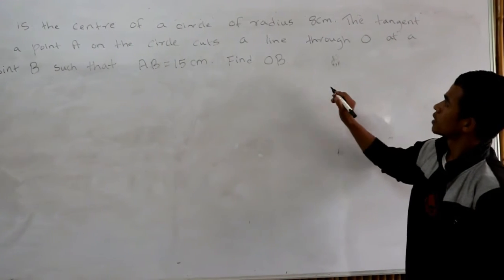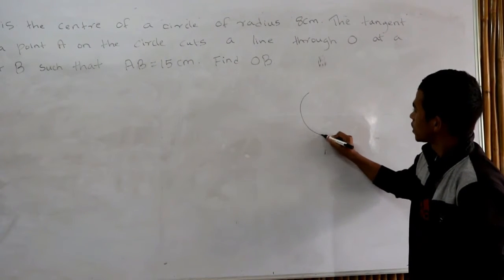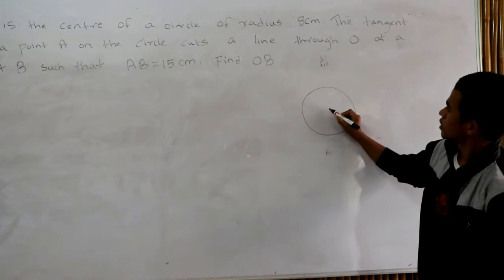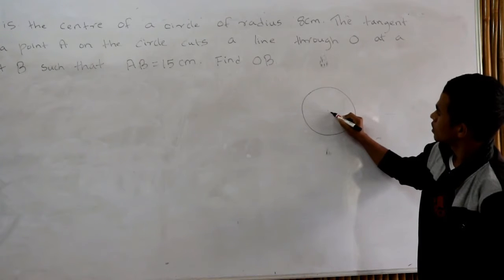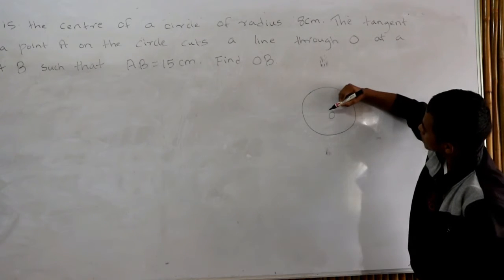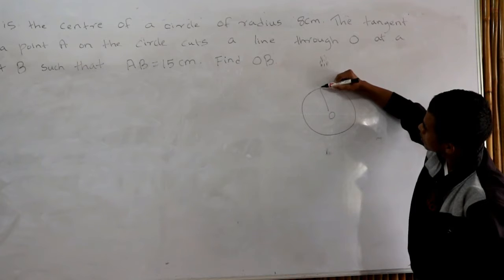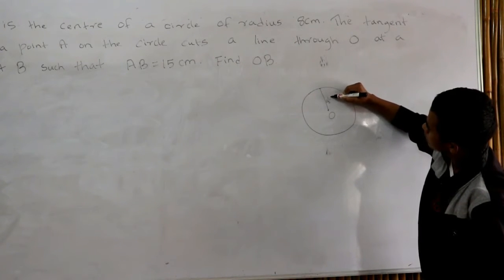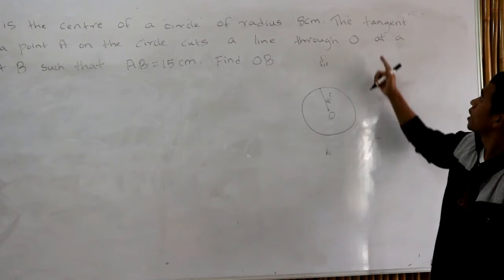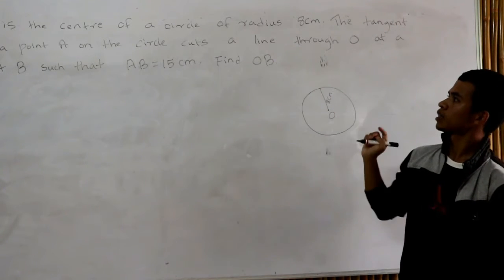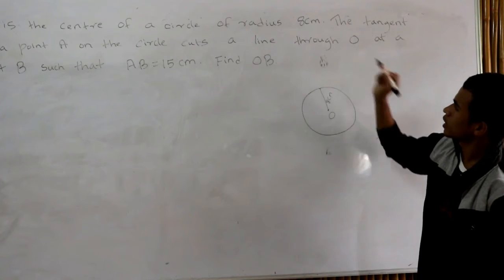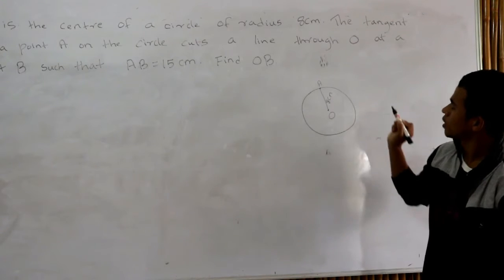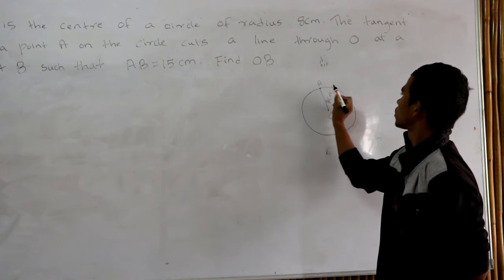So we are given a circle of radius 8 centimeters. So this is the center O, and this radius, which is 8 centimeters. Now a tangent at a point A on the circle. Suppose the point A is on the circle, so let us take this point A to be here. Now let us draw a tangent.